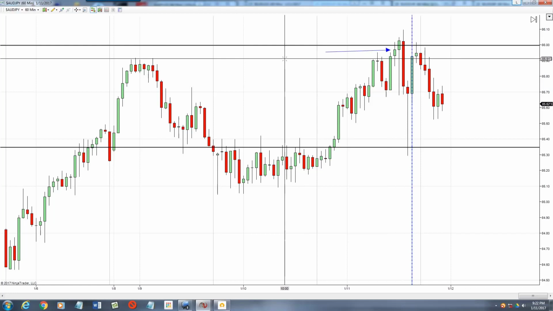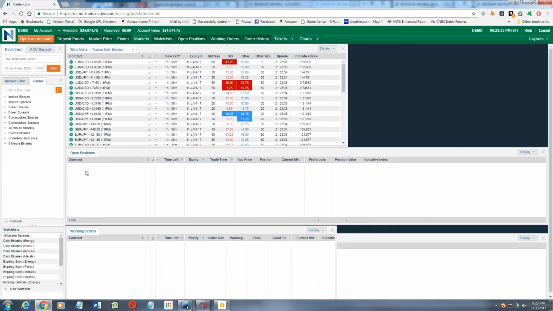Okay, so the next one I want to cover, this is for the newer folks. I got questions about what it means to get flat. I want to cover that, and I also want to show you on the platform. I'm going to go into demo mode, and we're going to take a couple of trades to show how we get flat. Okay, so here we're in the demo platform on Nadex.